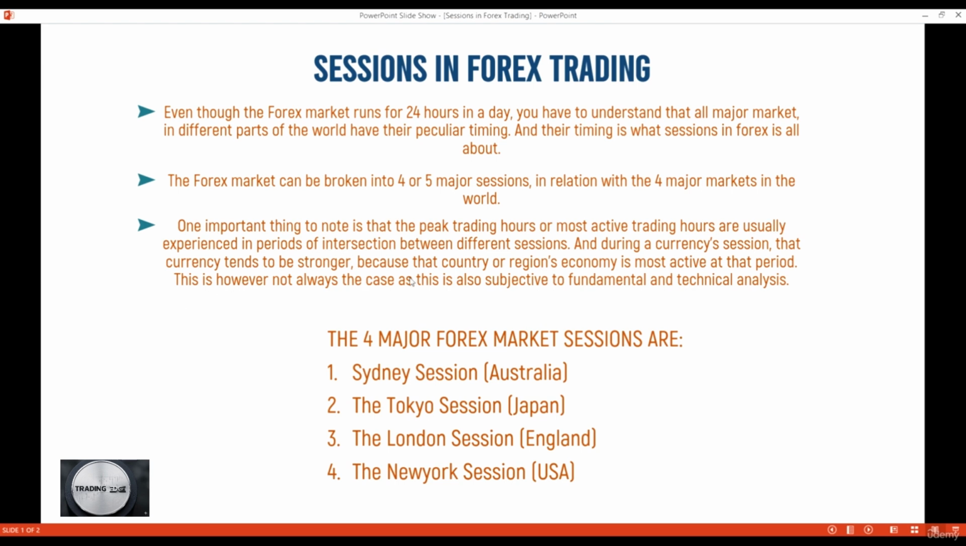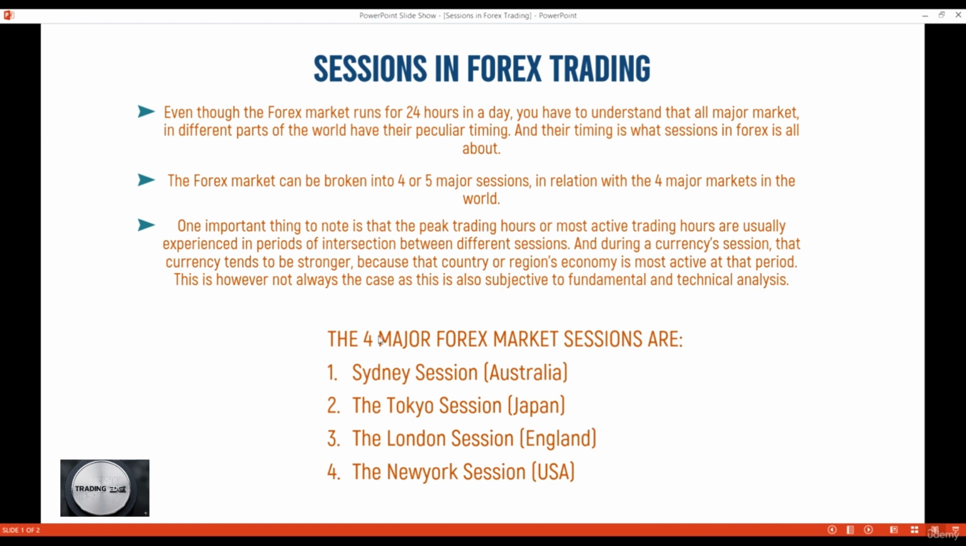One important thing you need to note is that the peak trading hours, or most active trading hours, are usually experienced in periods of intersection between different sessions. During a currency session, that currency tends to be stronger because that country or region's economy is most active at that period. This is, however, not always the case, as it is also subject to fundamental and technical analysis.